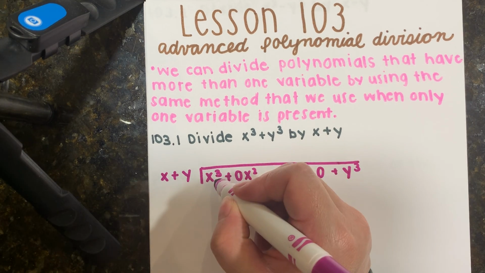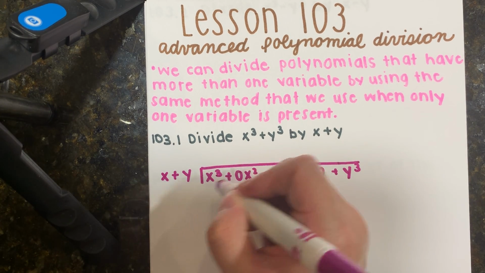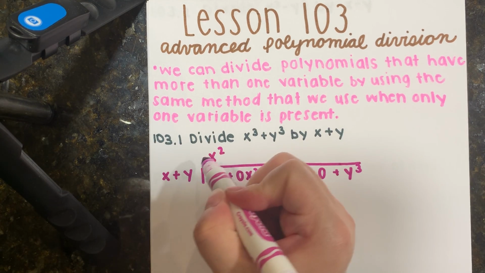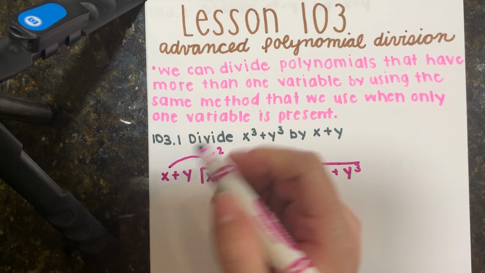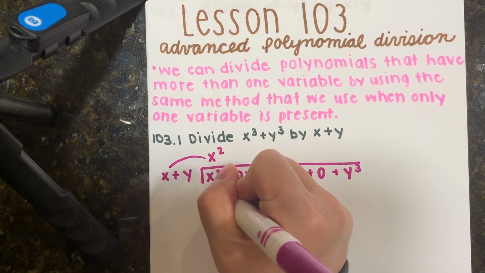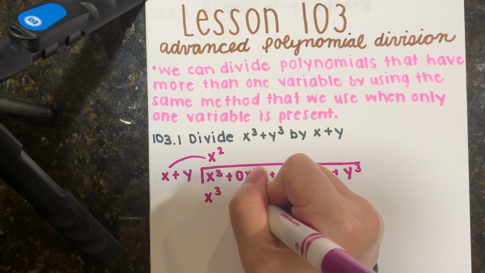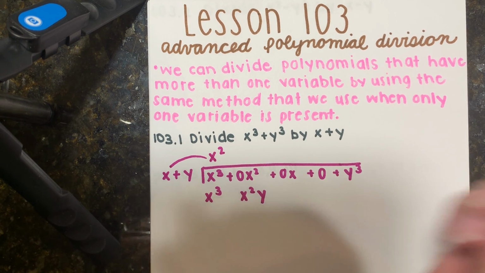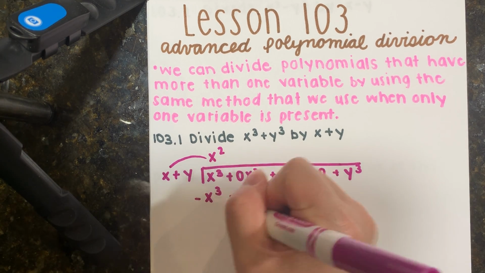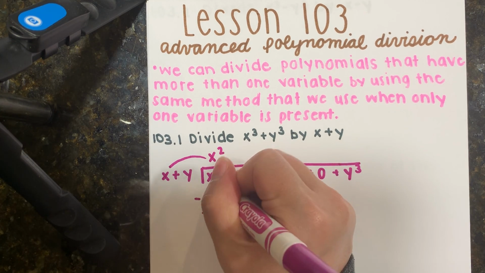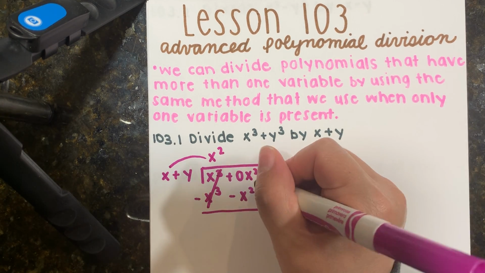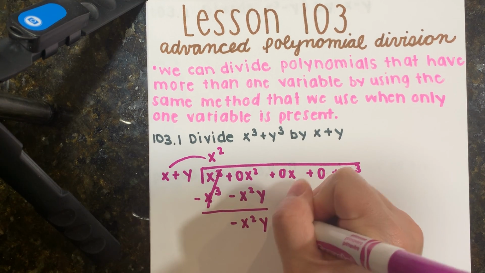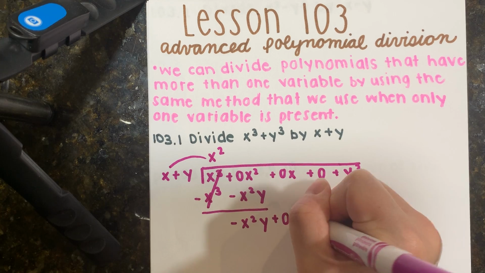So now I'm going to start. I'm going to divide x cubed by x, and that's going to give me x squared. Now when I multiply this through, I'm going to have x squared times x, which would be x cubed, and then x squared times y, which is going to be x squared y. But remember that you're subtracting that, so these are both going to become negative. My x cubes are going to cancel, and when I subtract this, this is just going to be negative x squared y. And I'm going to carry down the 0x.